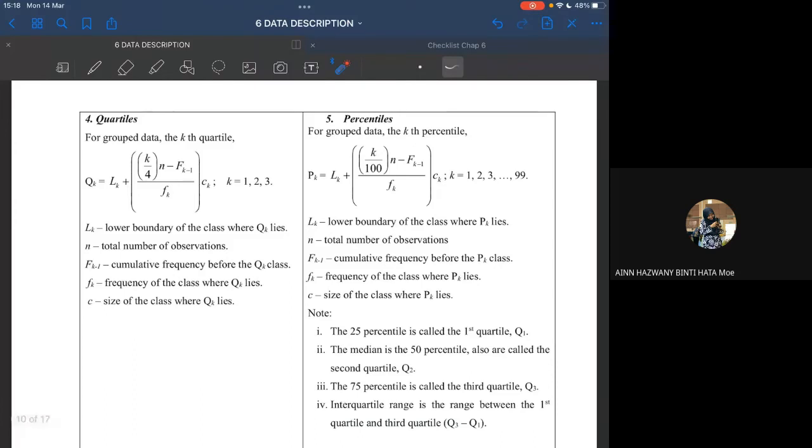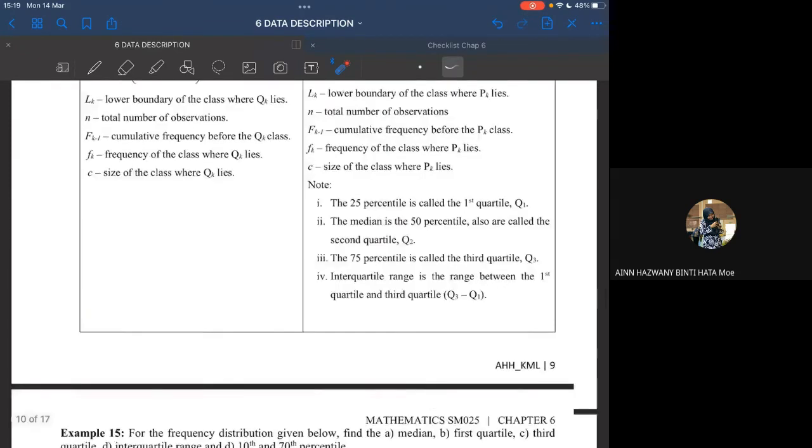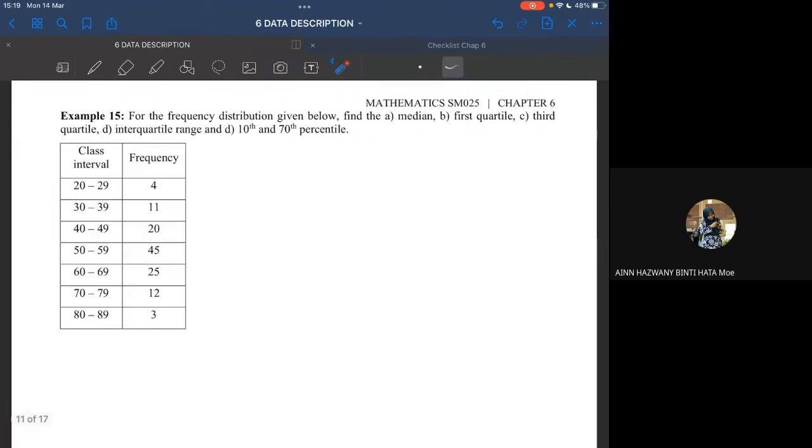Okay, so basically quartile dengan percentile benda yang sama, just to find the class size. Kalau quartile kita pakai Kn over 4. Percentile kita pakai Kn over 100. The rest is the same as the median. Cumulative frequency before, frequency of the class, lower boundary, class size. Okay. Let's try example 15.